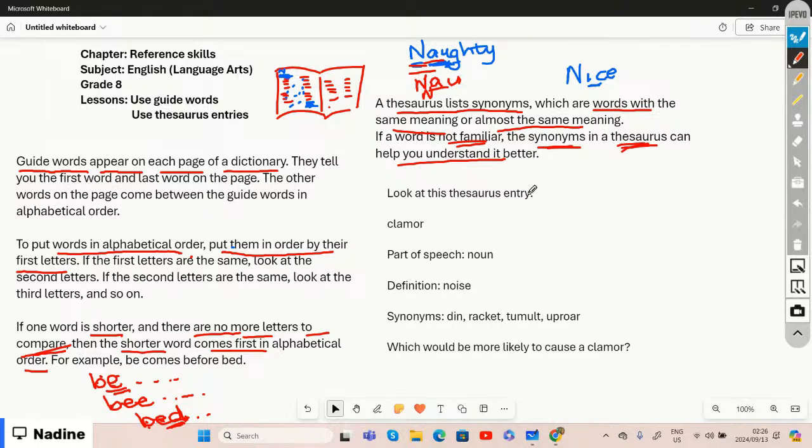And if we look at this example of a thesaurus entry, here we have the word clamor.